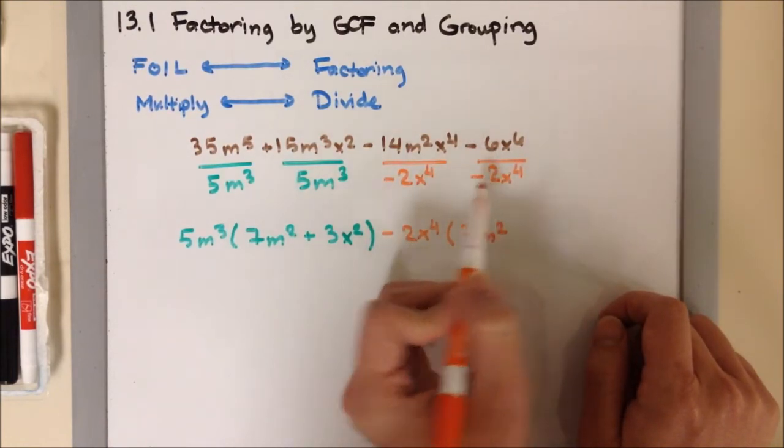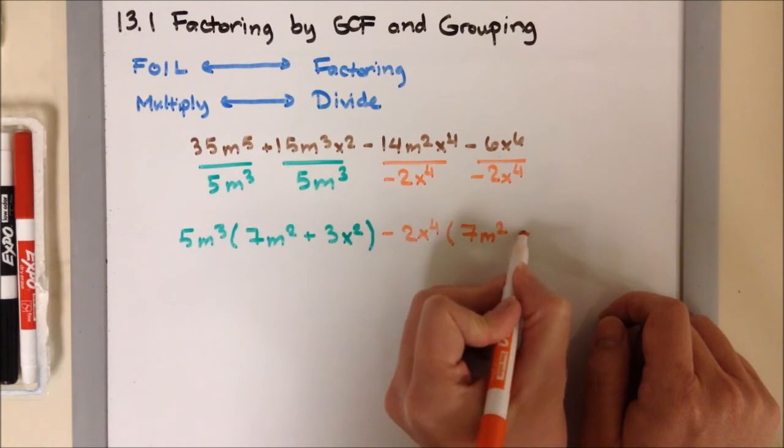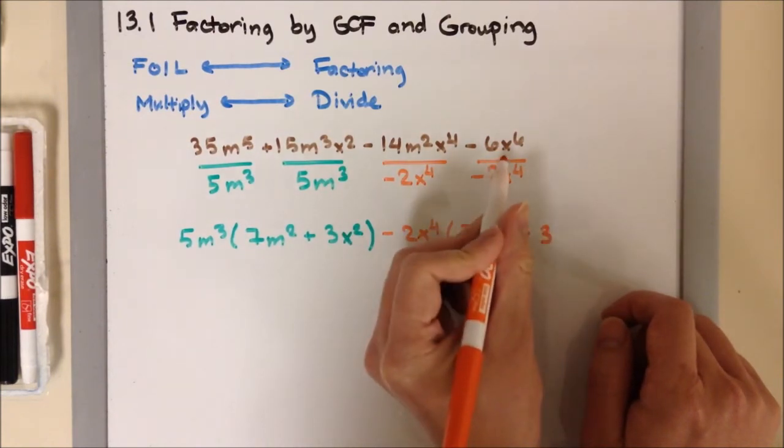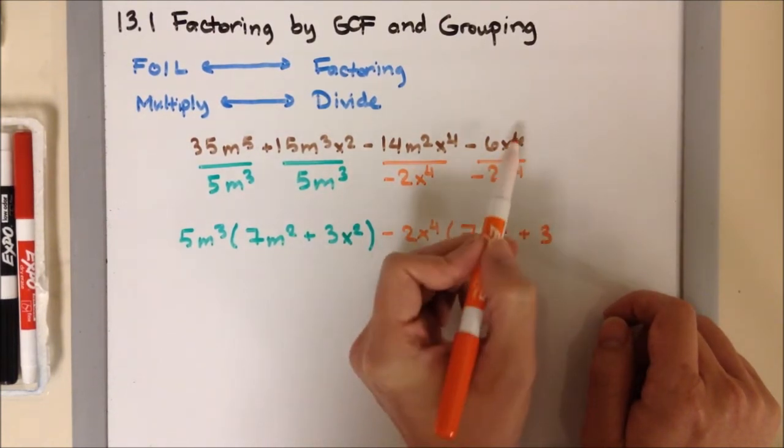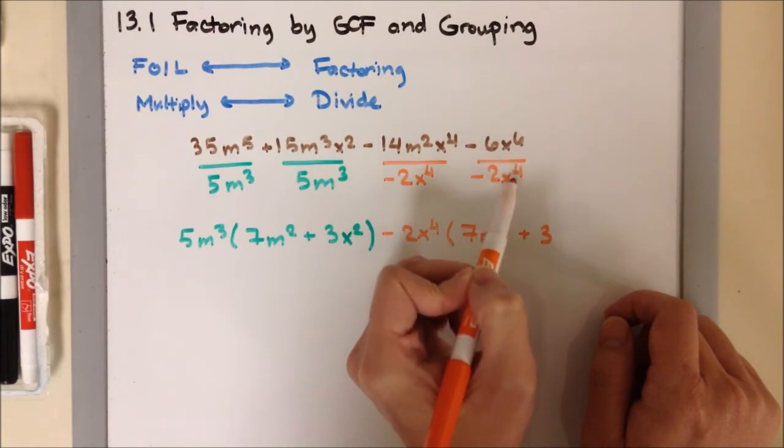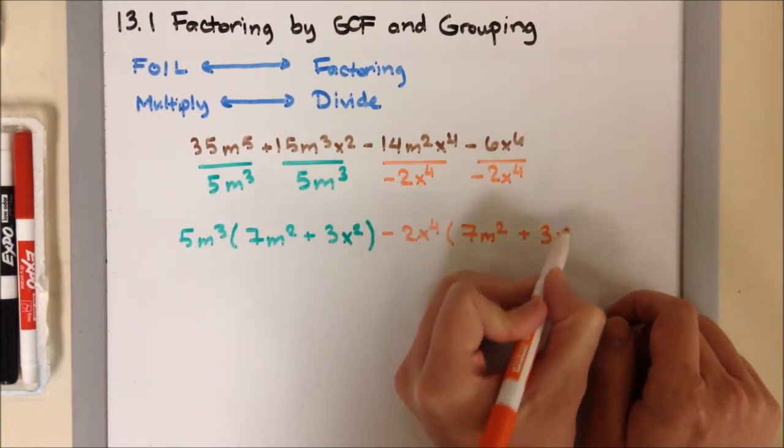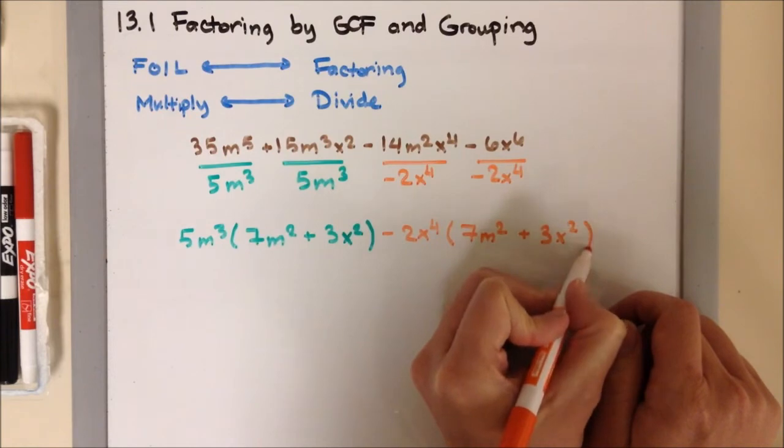Negative 6 divided by negative 2 is a positive 3, so I'm going to write plus 3 here. X to the 6th divided by x to the 4th, I'm going to subtract the exponent, 6 minus 4, which is x to the 2nd power, and then close parenthesis.